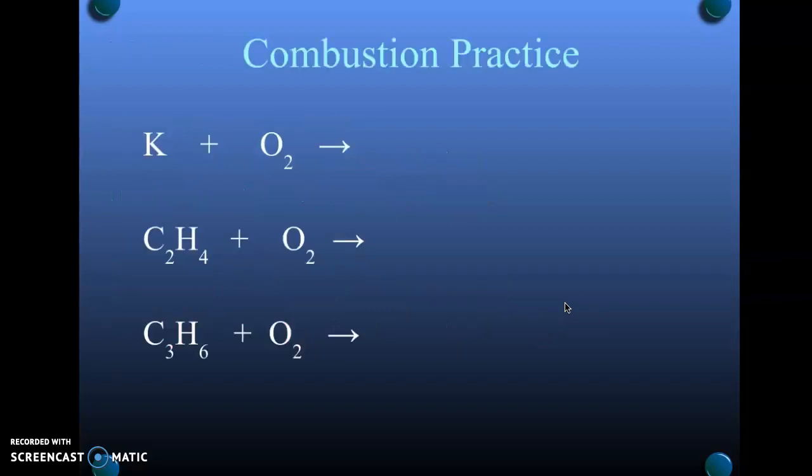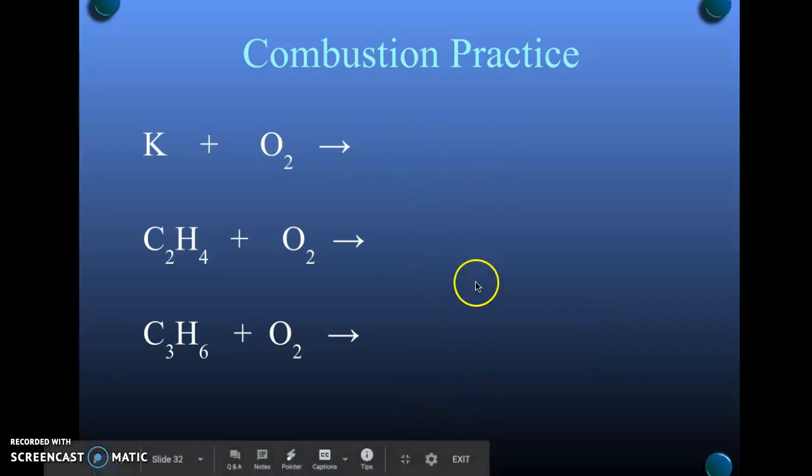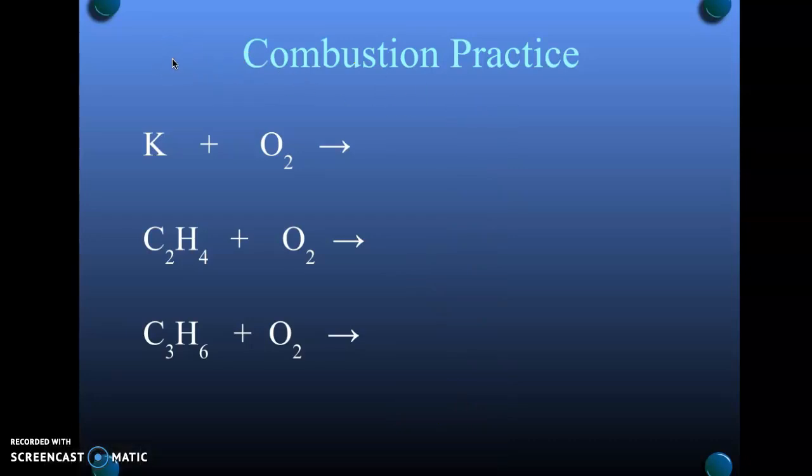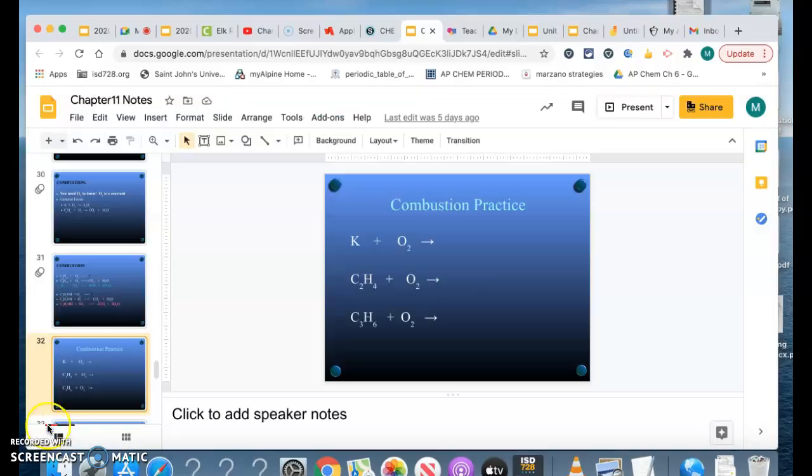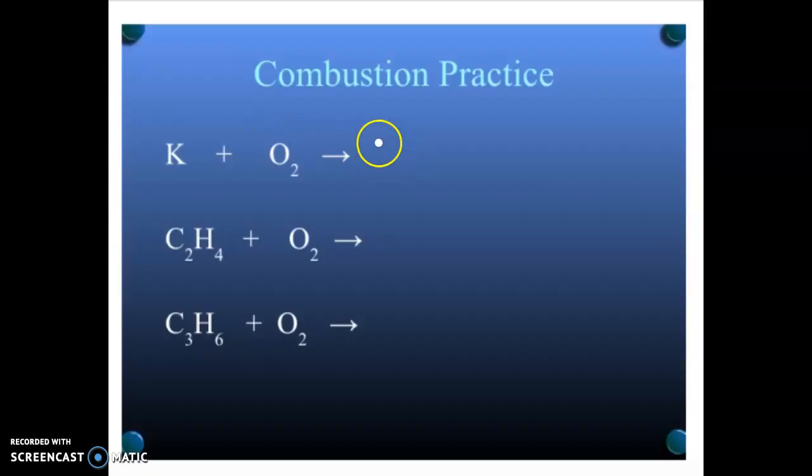Okay, now with this one, you should pause the video and try these out. You want to figure out the products for each one of these 3 and then balance them out. I'll go through the answers in just a second. Okay, so I'm going to go through the answers now. So I switched over to a Jamboard so I could write on the screen.